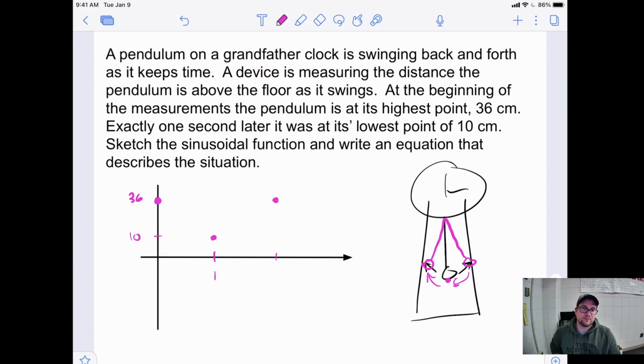Now, here's what we need to think. The minimum happens exactly halfway between the high point and the next high point. So what that means is that the next high point is going to occur exactly a second later, which is at 2. Now, of course, we can sketch those middle points if we want to give ourselves a little more detail. I recommend it. That's going to be where we're crossing our midlines right there.